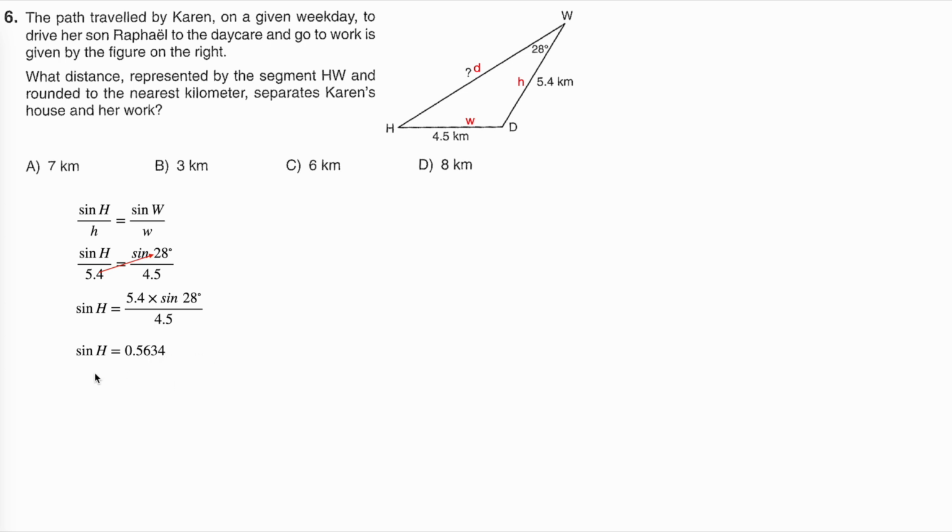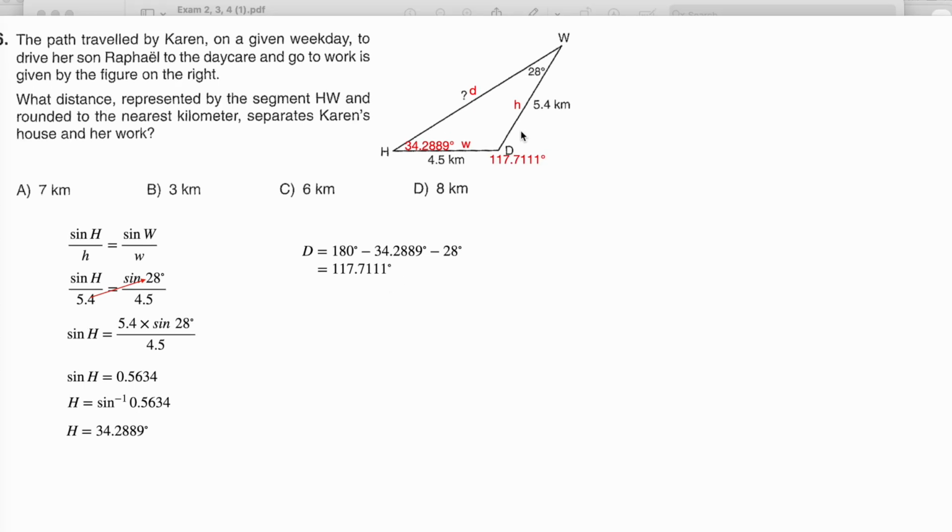Take the inverse sine of both sides, or the arc sine of both sides. H is equal to the arc sine of 0.5634, giving us an angle of 34.2889 degrees. Now I can use the fact that the angles in any triangle add up to 180 to figure out angle D. So angle D is 180 take away 34.2889 degrees, take away 28 degrees, which is 117.7111 degrees.